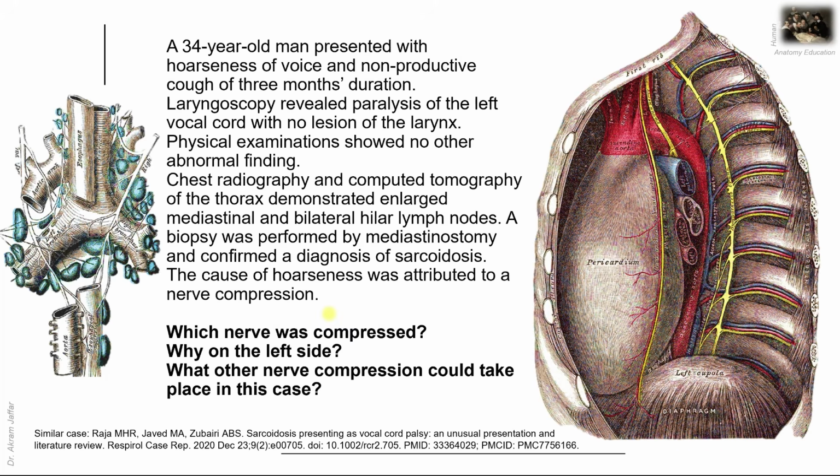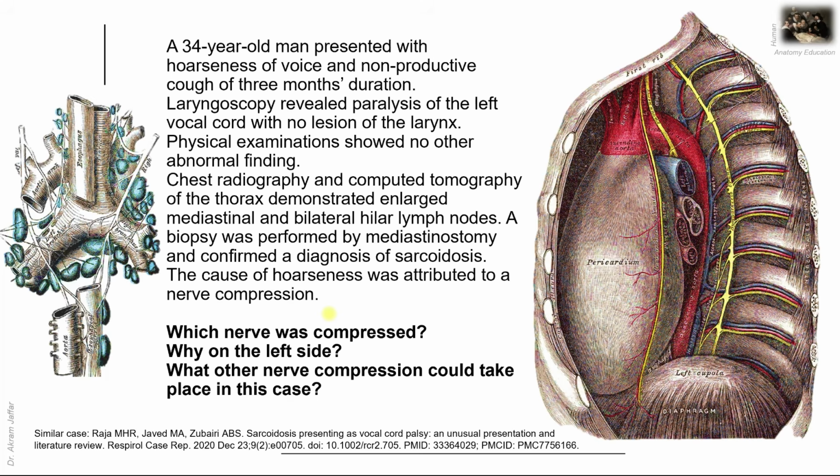A 34-year-old man presented with hoarseness of voice and non-productive cough of 3 months duration. Laryngoscopy revealed paralysis of the left vocal cords with no lesion in the larynx. So he has hoarseness and cough, but there is no problem in the larynx. Physical examination showed no other abnormal finding.